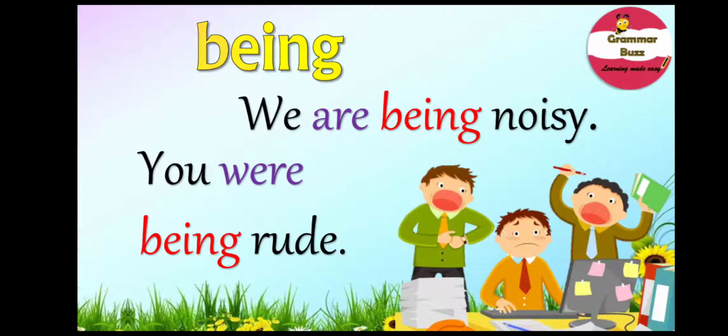So remember, being is used with all pronouns in the past and present tense. We should use were and was before it to indicate a past time and is, am, are to indicate a present time. I think you have quite understood what be verbs are.